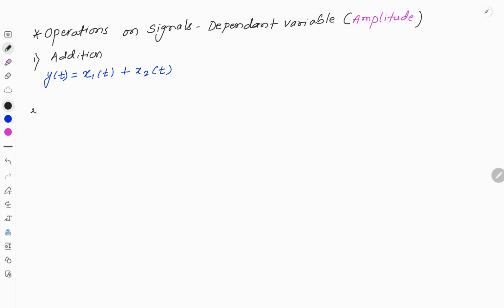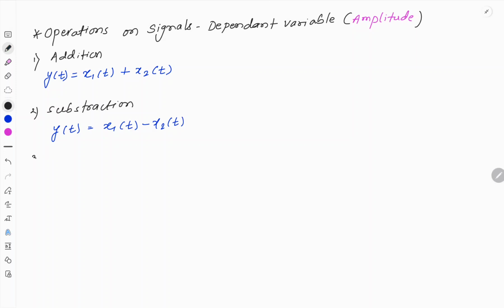The second operation is subtraction. Subtraction can be represented as y of t is equal to x1 of t minus x2 of t. Here also we are going to subtract the corresponding amplitudes of x1 and x2 at the respective time instance t.